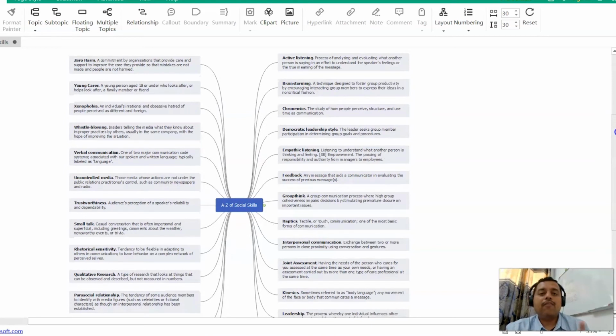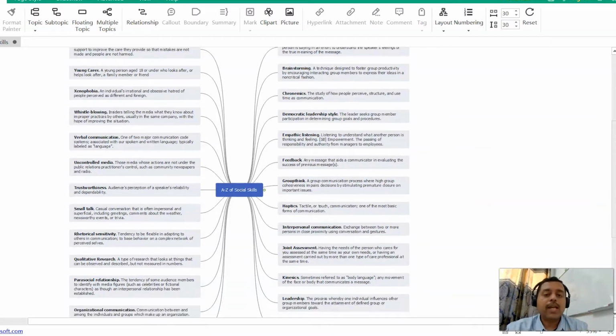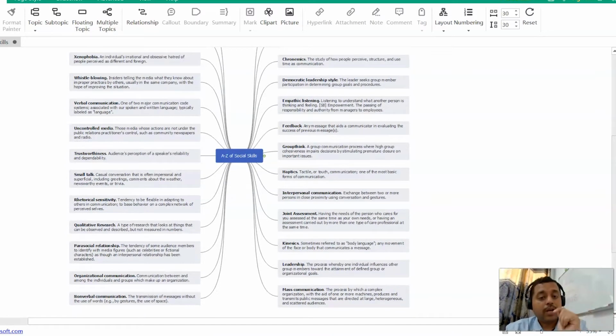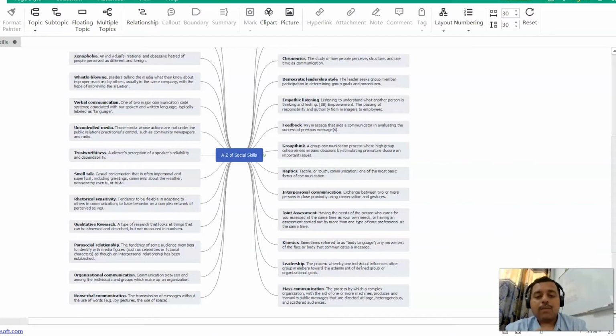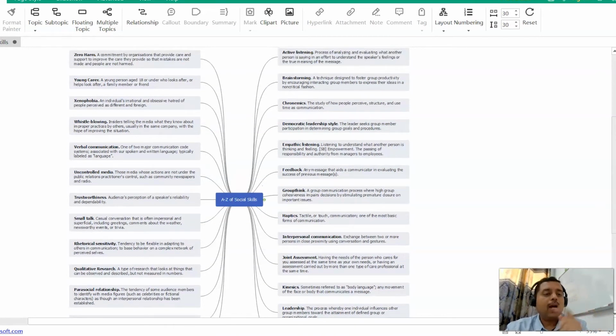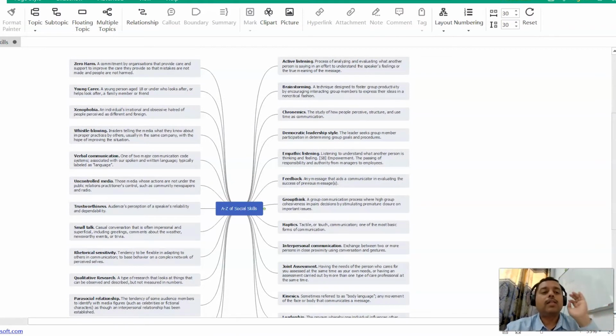Again, let's repeat. A for active listening, B for brainstorming, C for chronemics, D for democratic leadership style, E for empathetic listening, F for feedback, G for groupthink, H for haptics, I for interpersonal communication, J for joint assessment, K for kinesthetics, L for leadership, M for mass communication, N for non-verbal communication, O for organizational communication, P for parasocial relationship, Q for qualitative research, R for rhetorical sensitivity, S for small talk, T for trustworthiness, U for uncontrolled media, V for verbal communication, W for whistleblowing, X for xenophobia, Y for young carer, and Z for zero harm.